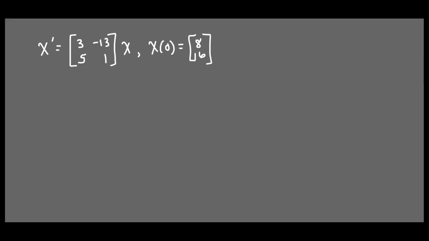All right, we're going to solve this system of differential equations. We've already got it written in the matrix form. So we want to find the eigenvalues and eigenvectors of this matrix. So we need to find the determinant of this matrix where we subtract lambda from the main diagonal.